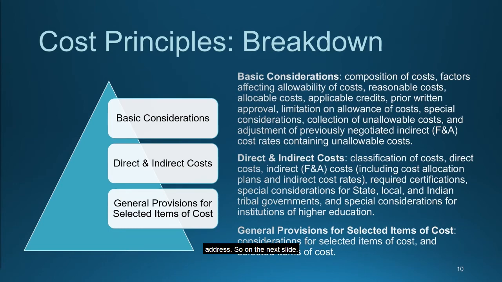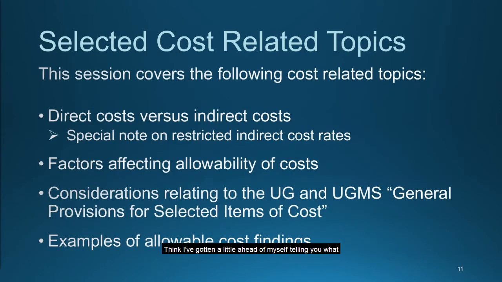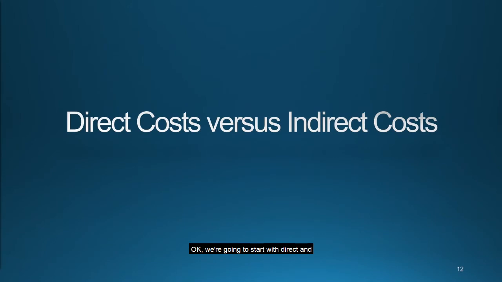So on the next slide, I think I've gotten a little ahead of myself, telling you what we're going to cover. And in addition to that, we're going to wrap up at the very end with just some allowable cost findings. So this is reiterating what I just said in terms of what we're going to cover today. So we're focusing in, we've got all of the grant requirements, and then we're sort of funneling into the cost principles, and now we're funneling those cost principles. We're focusing on some specific ones in this session. So next slide, please.